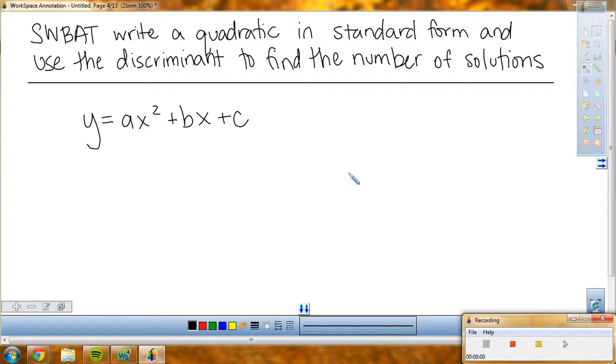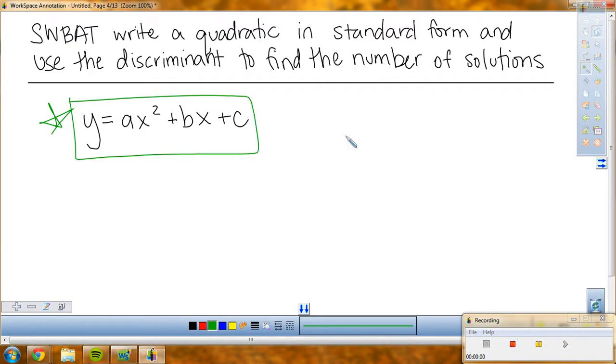So today we're starting our unit on quadratics, and the first objective of that is to write a quadratic in standard form, and then we're going to learn how to use the discriminant to find the number of solutions that a quadratic has. So here we have, this is a key point, our main point from the video, is that this is our standard form. Standard form of a quadratic.